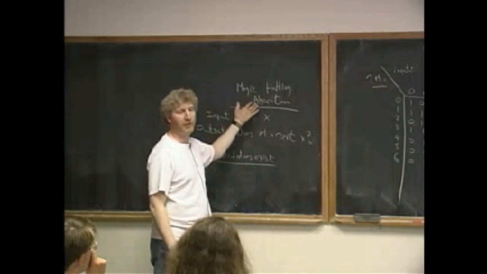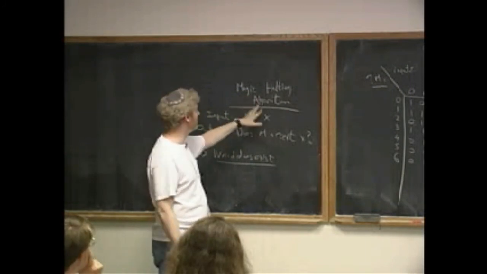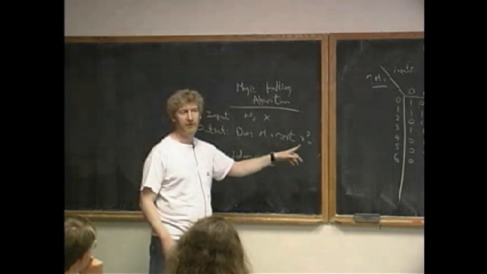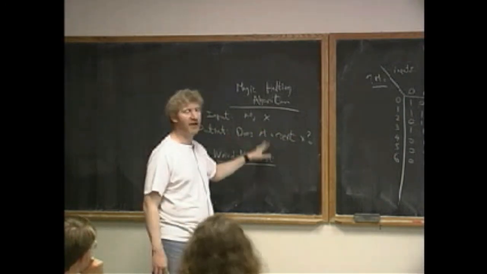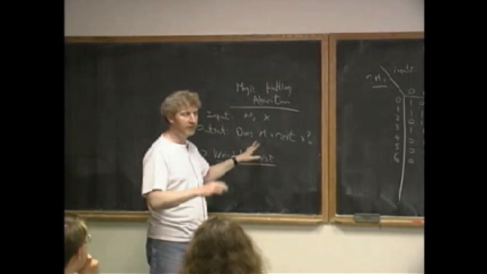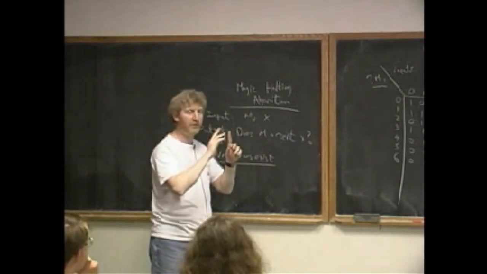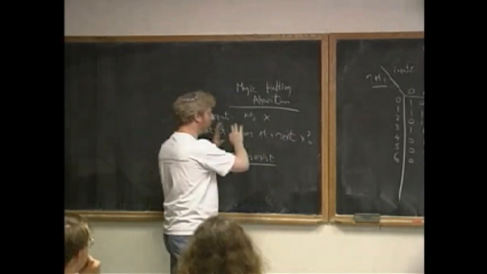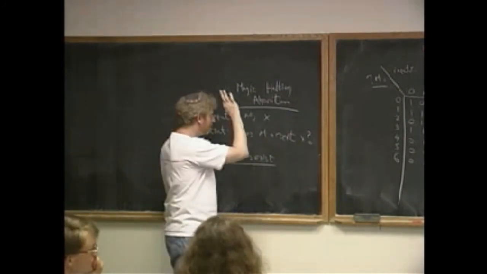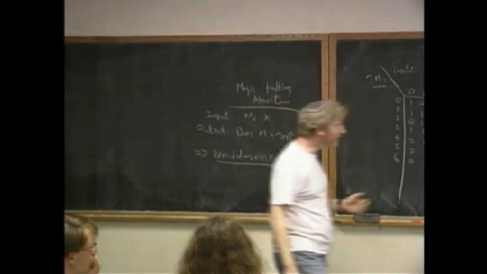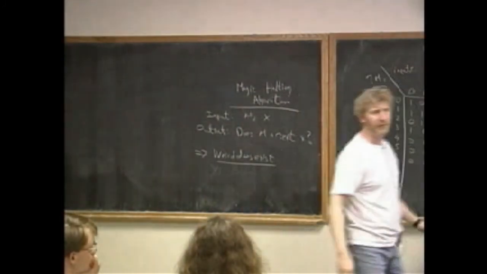So this assumption's got to be wrong. That means there's no algorithm at all that tells me whether M accepts X. That means that this problem is undecidable. So that's the end of the proof, and that's the proof. We have our first kind of like original sin here. This is the first problem that you just can't do. No way to do it. And it's really, really based on this little trick.